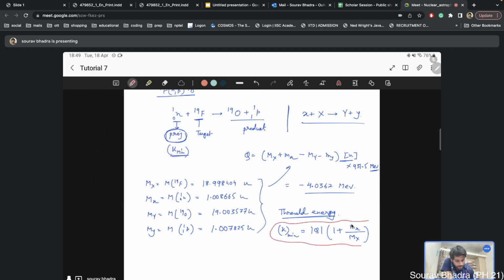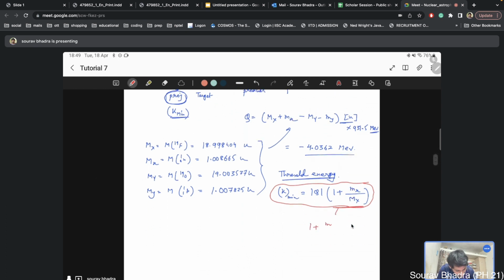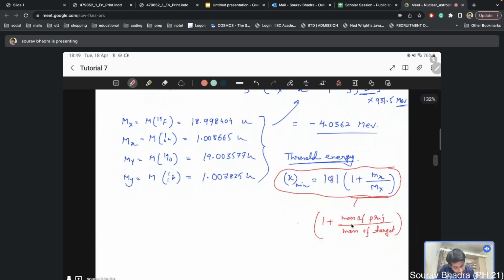So the minimum kinetic energy can be calculated from the mod value of Q. If Q is negative we just take the value, and if it is positive, the value is itself positive. It is multiplied by 1 plus mass of small x by mass of capital X. This you have to remember, and you can find it in any book. The minimum kinetic energy of the projectile is the mod Q multiplied by 1 plus mass of projectile divided by mass of target. This gives the minimum kinetic energy the projectile needs so that the reaction occurs.